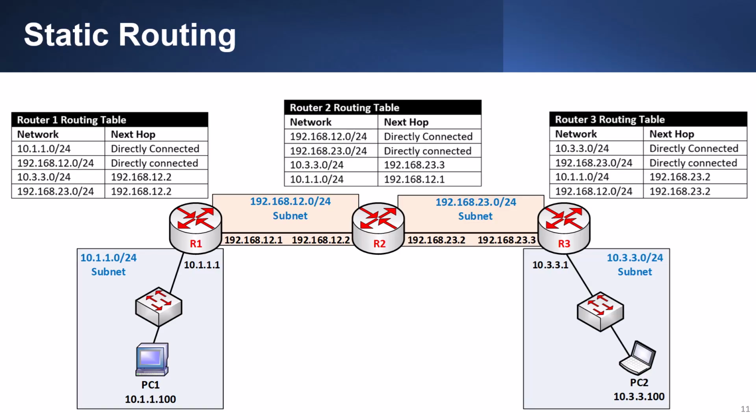10.3.3.0 network, it has to be sent to 192.168.12.2. This packet is then sent to router 2. Router 2 looks at the routing table and sees that to get to 10.3.3.0, the packet has to be forwarded to 192.168.23.3. The packet is then sent to router 3. Router 3 looks at the routing table and sees that the 10.3.3.0 is connected to the router, which then sends it to the 10.3.3.100 via the MAC address via the switch to PC2.